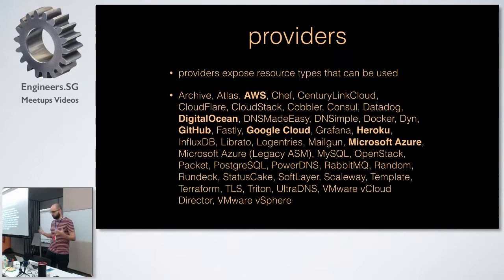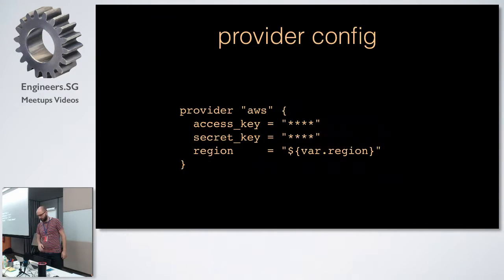And then you have the providers, which, as you can see, there are many. A provider is a collection of resource types that you can use. I'm going to talk about the AWS provider mainly because that seems most relevant right now. But as you can see, you can do DigitalOcean, Microsoft Azure, Google Cloud, etc. So providers usually have a configuration. In that case, for AWS, you can set your access credentials and the region. Here's an example, the region is using a variable. You can just put it in like that as well.